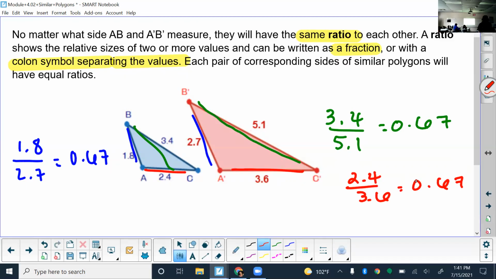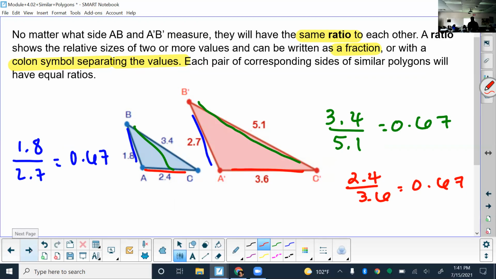So that's why we're able to set up proportions to solve for missing sides, because since this equals 0.67, I could erase this and put this other fraction, and it would still be true. Questions about that?